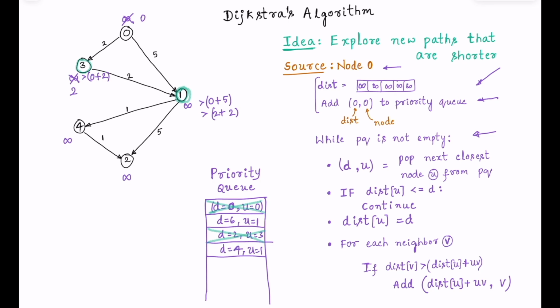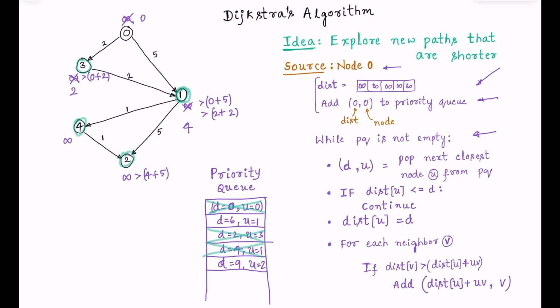Next we pop the closest node from the priority queue, which is node 1 at distance 4. Right now the distance to node 1 is infinity, we update it to 4. Next we explore its neighbors, which are 4 and 2. Distance to node 2 is greater than distance to node 1, which is 4, plus cost of the edge (1, 2), which is 5. So we add node 2 to priority queue at distance equal to 9 and node 2.